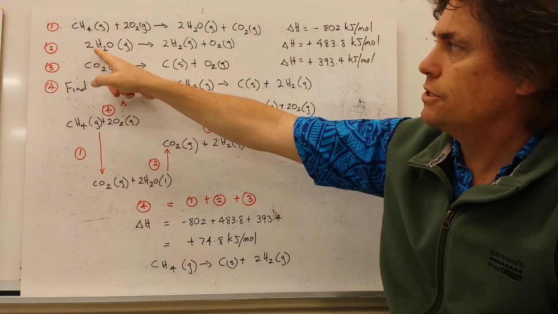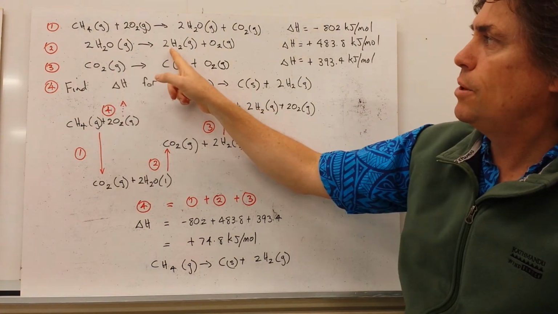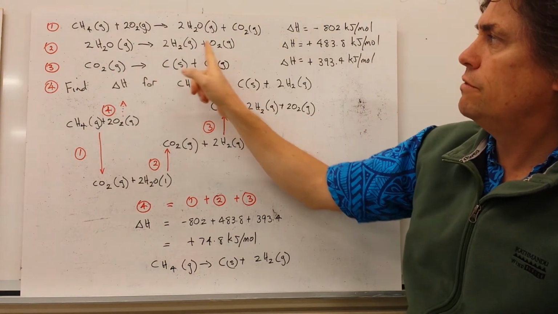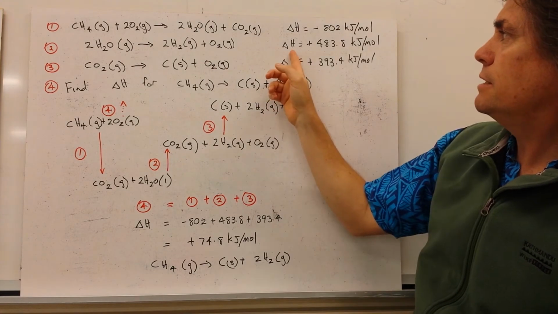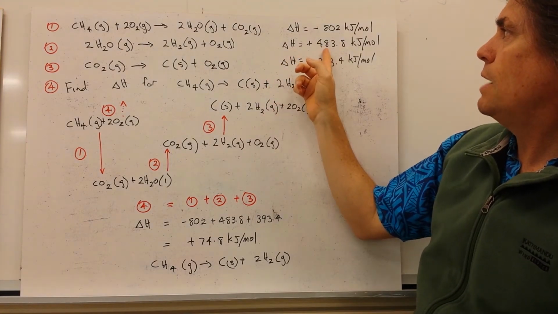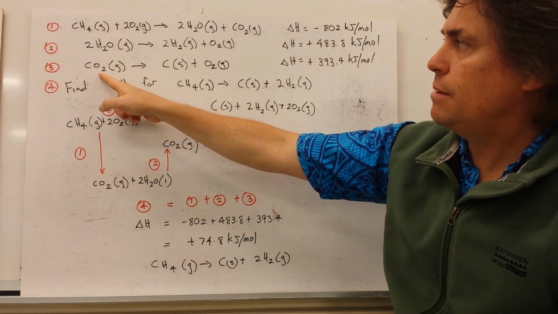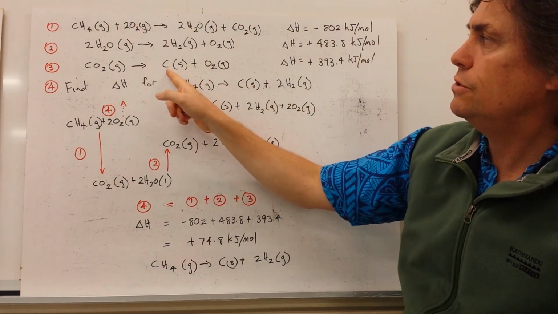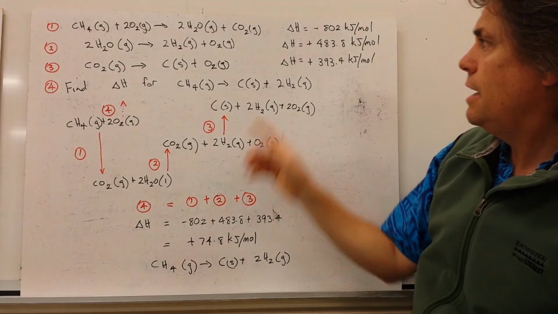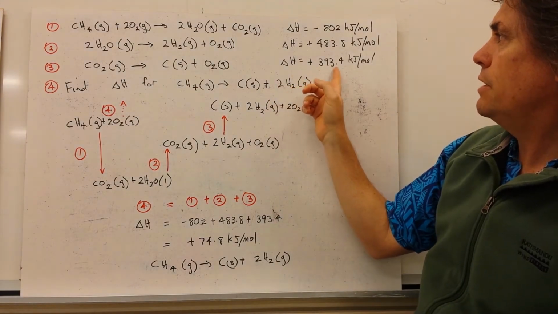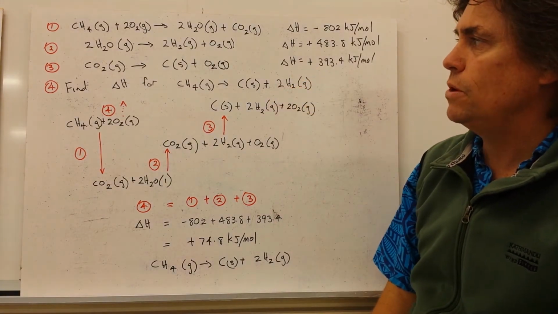We have a second reaction, 2 moles of water decomposing to 2 moles of hydrogen and 1 mole of oxygen, and that has a change in enthalpy of plus 483.8 kilojoules per mole. And a third reaction, we have carbon dioxide decomposing into carbon and oxygen, and that has a change in enthalpy of plus 393.4 kilojoules per mole.